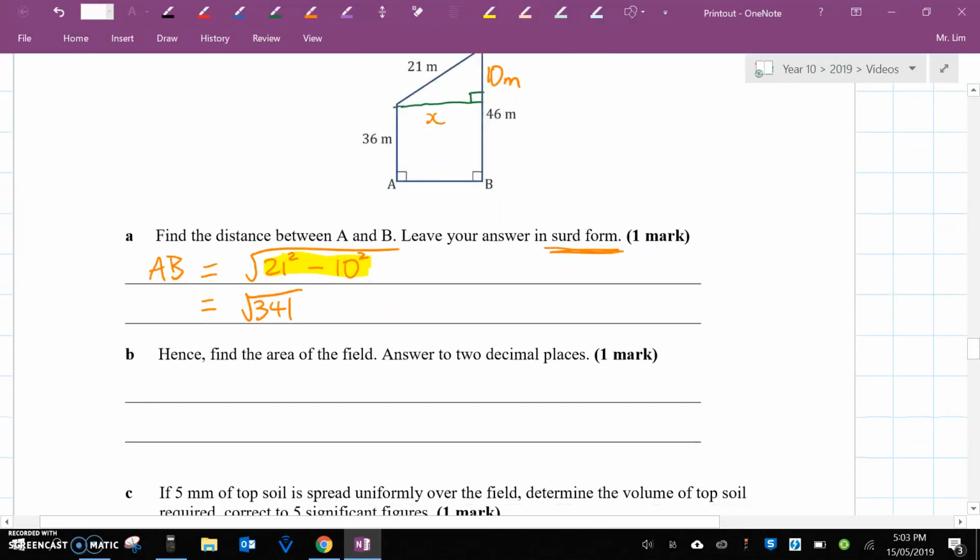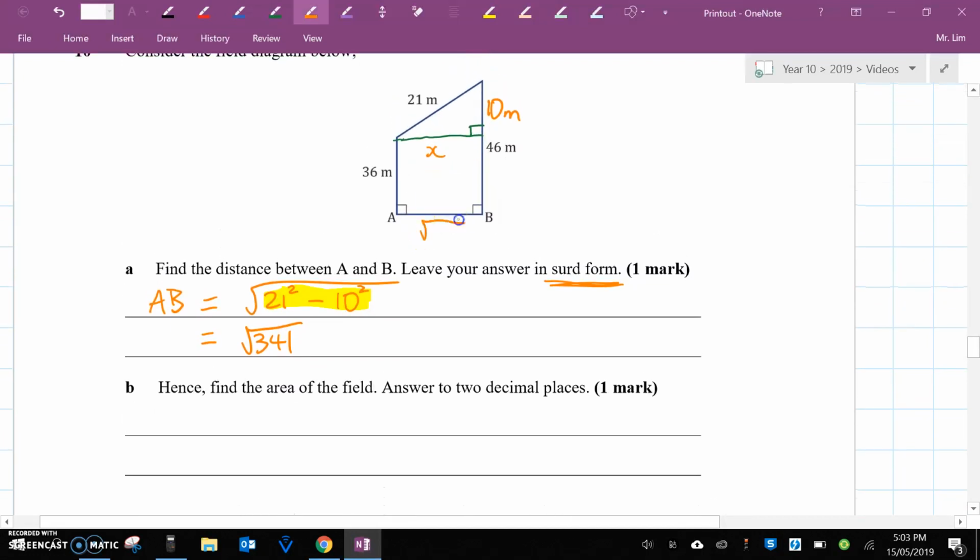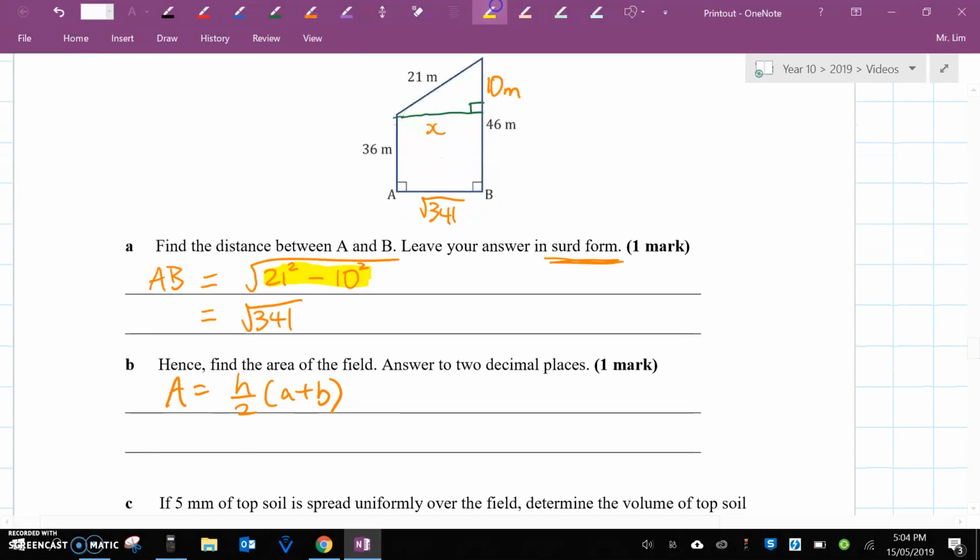Hence, find the area of the field. So if this is root 341, find the area of the field. We know that the field is a trapezium. And the formula for the area of a trapezium is half the height times a plus b, where a and b are the two parallel sides. So first thing to do is locate the two parallel sides. That's 36 and 46. Now that I know which ones are parallel, I can add them together. The perpendicular height between the two of them is root 341.